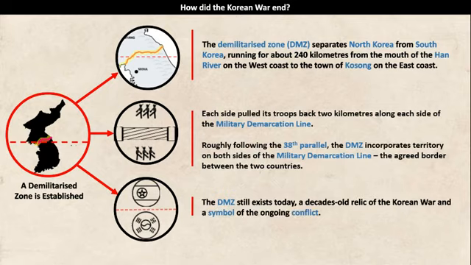This demilitarized zone still exists today, and it stands as a decades-old relic of the Korean War and a symbol of the ongoing hostilities between the two countries that we can still see today.